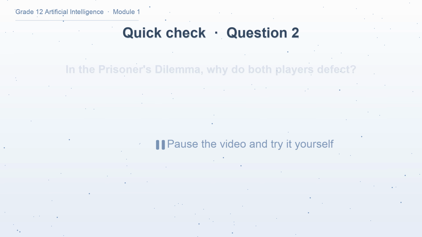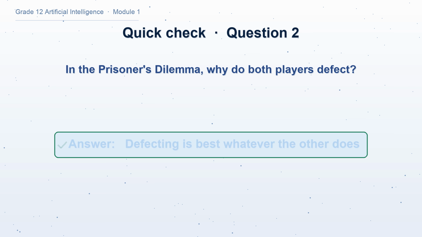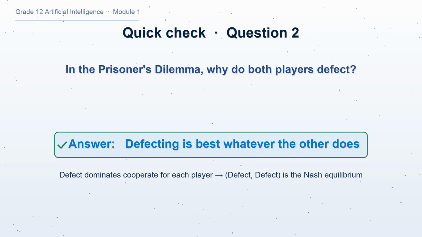Question 2. In the prisoner's dilemma, why do both players end up defecting? For each player, defecting earns more than cooperating, whatever the other one chooses. Since neither can do better by changing alone, both defecting is the Nash equilibrium, even though both would prefer mutual cooperation.